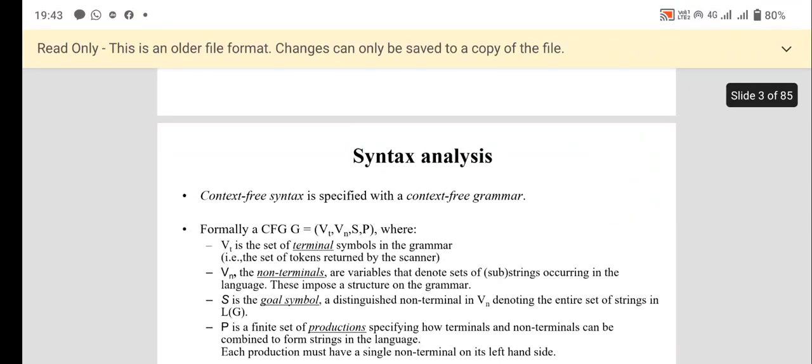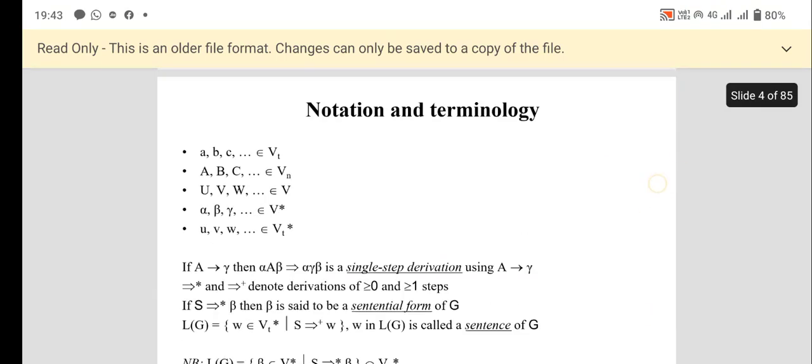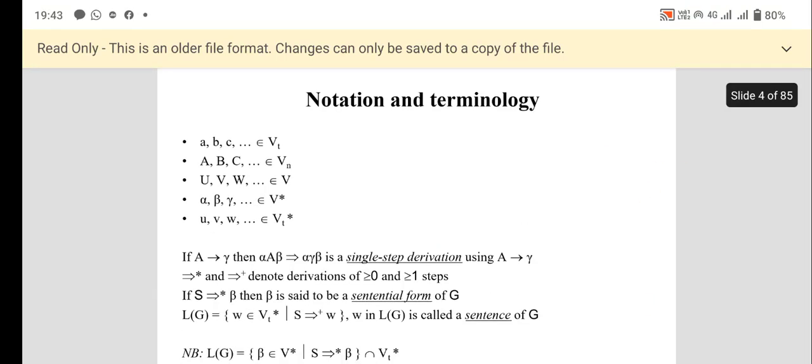Now the second phase is the syntax analysis, right? Now here the context-free grammar is used. It consists of 4 components V, N, S, P. V is a set of terminals, okay? N is a set of non-terminals. Then we are having the starting symbol. Then we are having a set of productions. Okay, these are the notations used here.